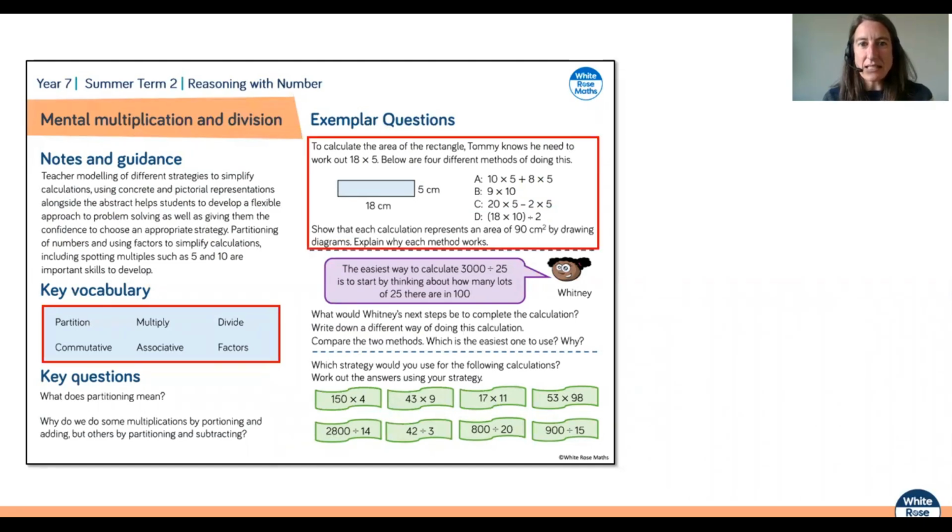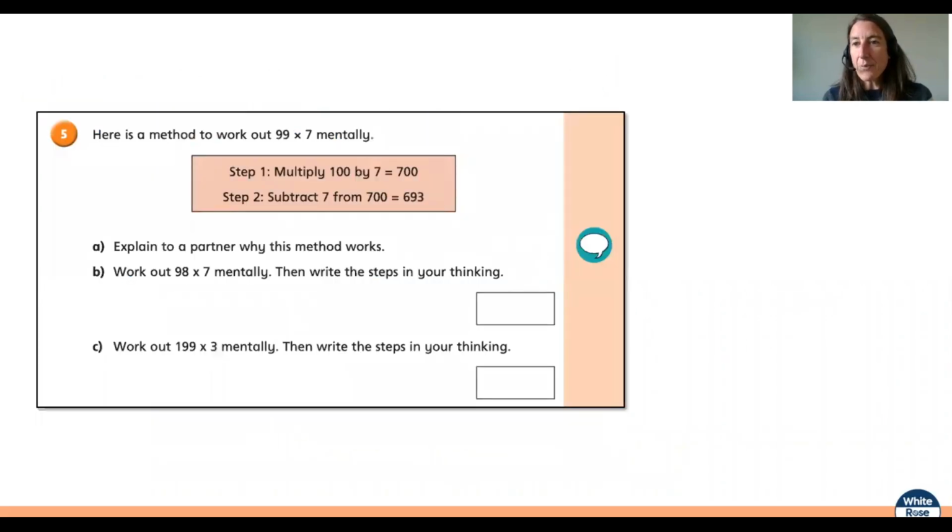And if we have a look at this exemplar question, you can see that it focuses straight away on the method, the strategy, and not on the answer. So Tommy knows that he needs to work out 18 multiplied by 5, and the students are given 4 different strategies for that calculation. And the premium resource follows on with this. So again, it is focusing on the method and not the answer.